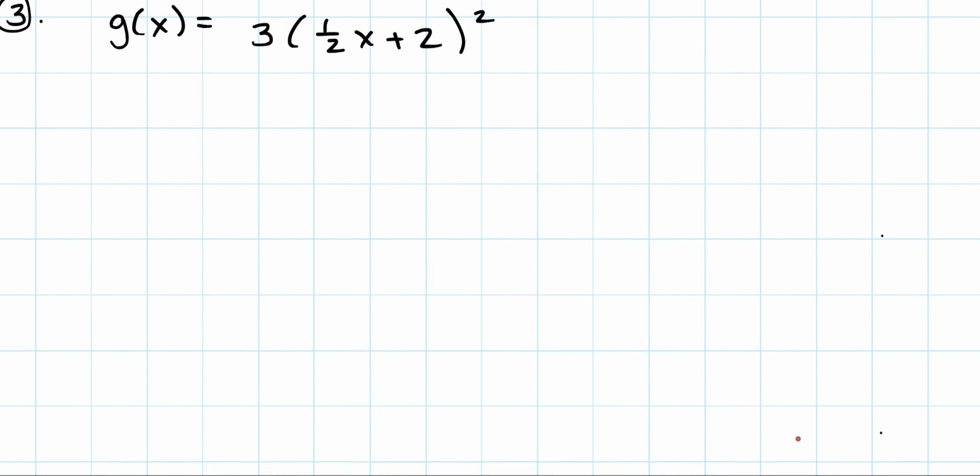Let's see, I think this is the last problem. Let me just double check. Looks like I might have, nope, this is the last problem. Okay.